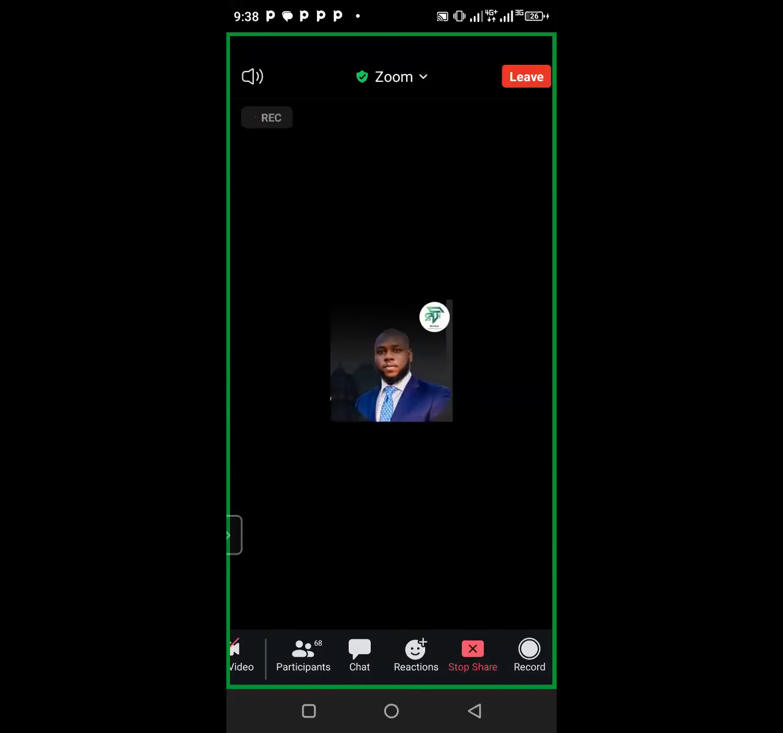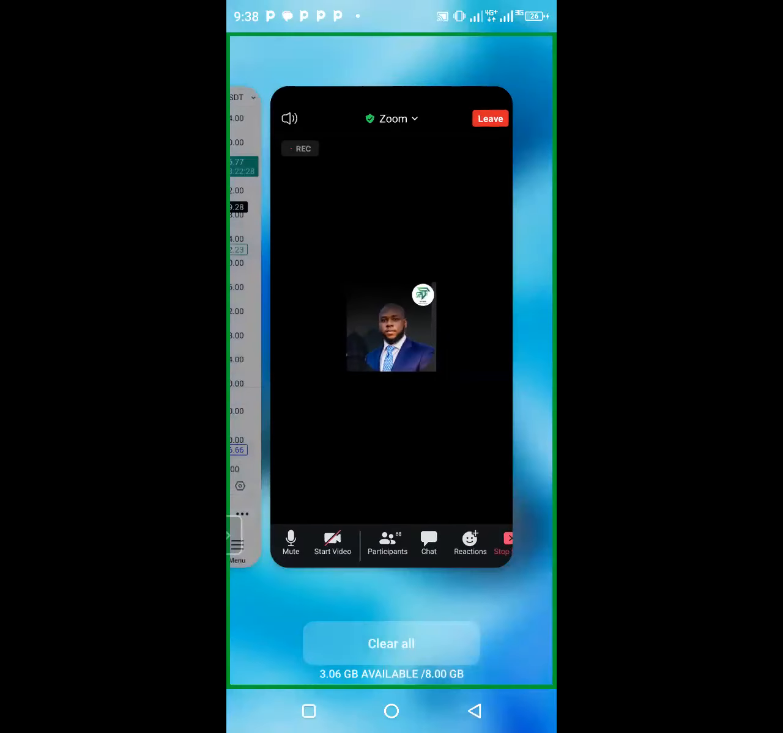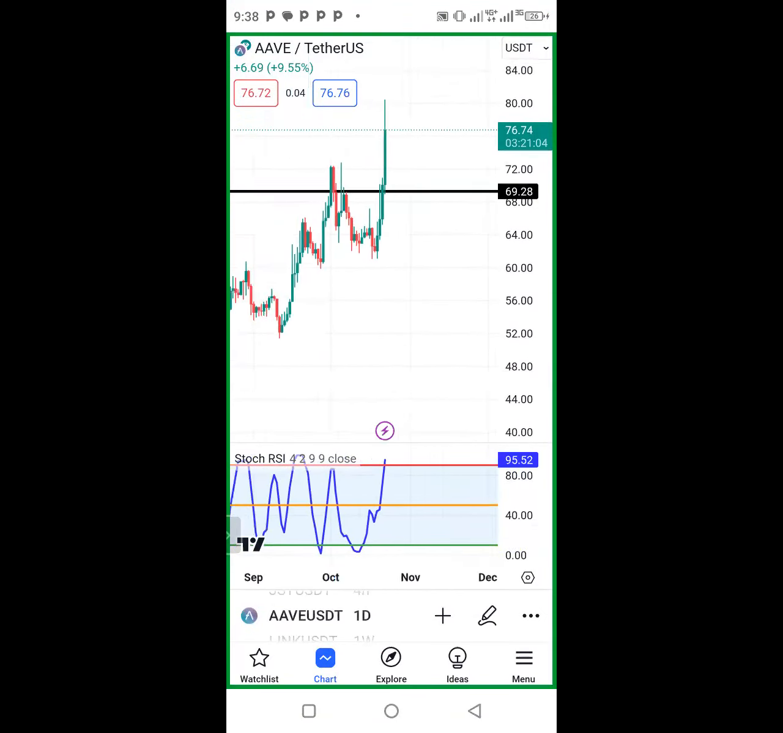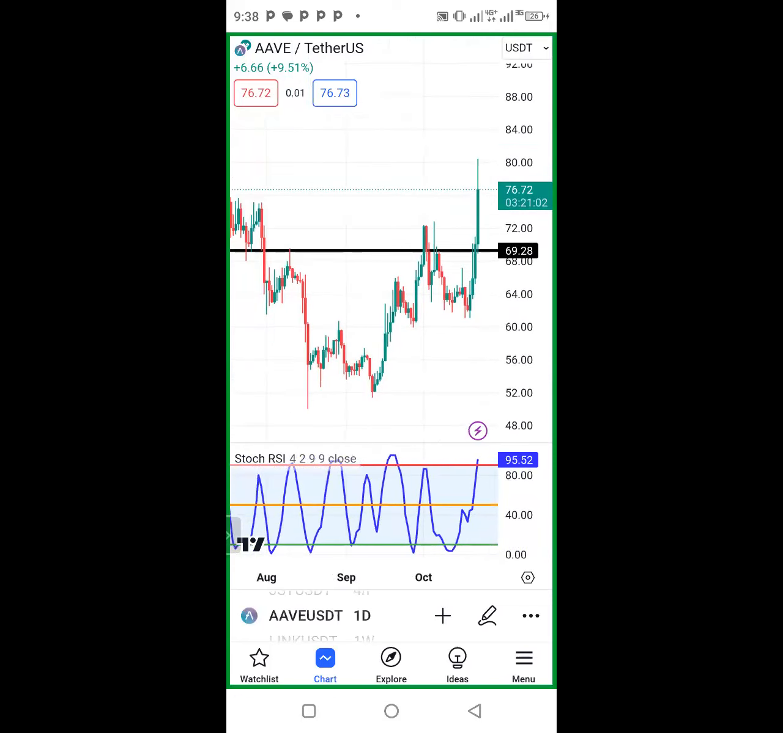So that's how you check an uptrend. That's how you confirm uptrend to downtrend. Now, what about a ranging market? A very good example of a ranging market, you could see, this is an uptrend.